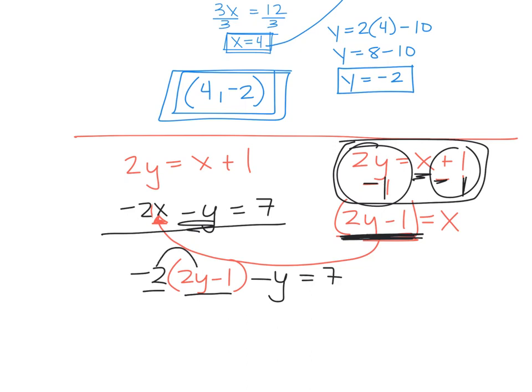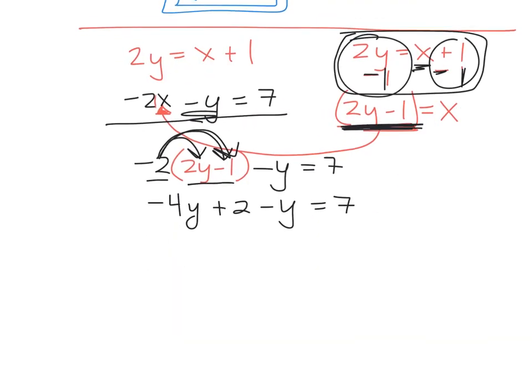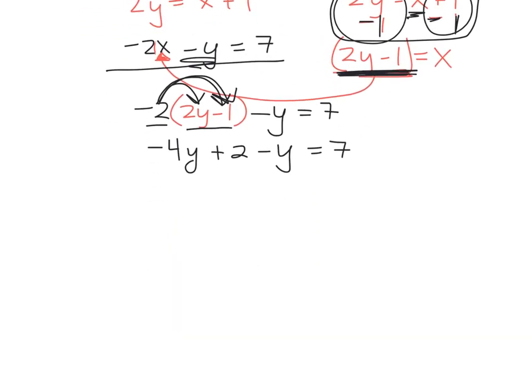Okay, so this one, you're going to distribute. So negative 2 times 2y is negative 4y. Negative 2 times negative 1 is a positive 2. And then minus y equals 7. What's your next step? You could combine the y terms. Right, you're going to go negative 4y minus y, which is a negative 5y plus 2 equals 7.